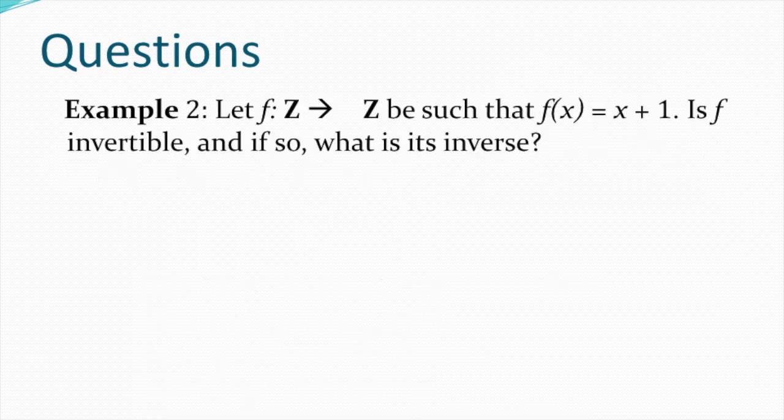Now try to do this example. We have a function called f mapping Z to Z such that the relationship f of x equals x plus 1. Is f invertible, and if so, what is its inverse?